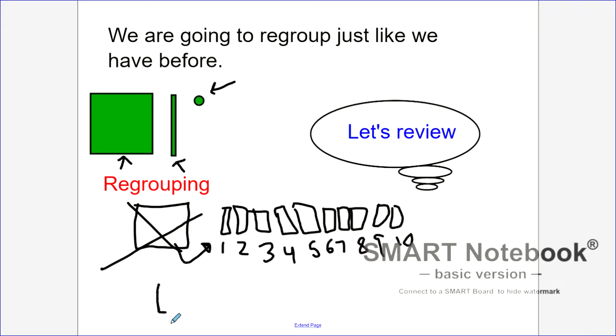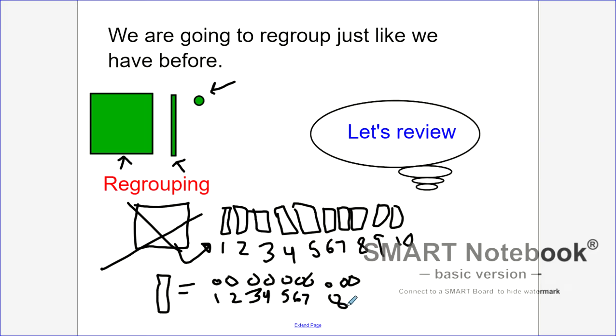We can do the same thing with the tens block. We start with the number 10. It's still going to be the same thing, only I'm going to do 1, 2, 3, 4, 5, 6, 7, 8, 9, 10 ones.